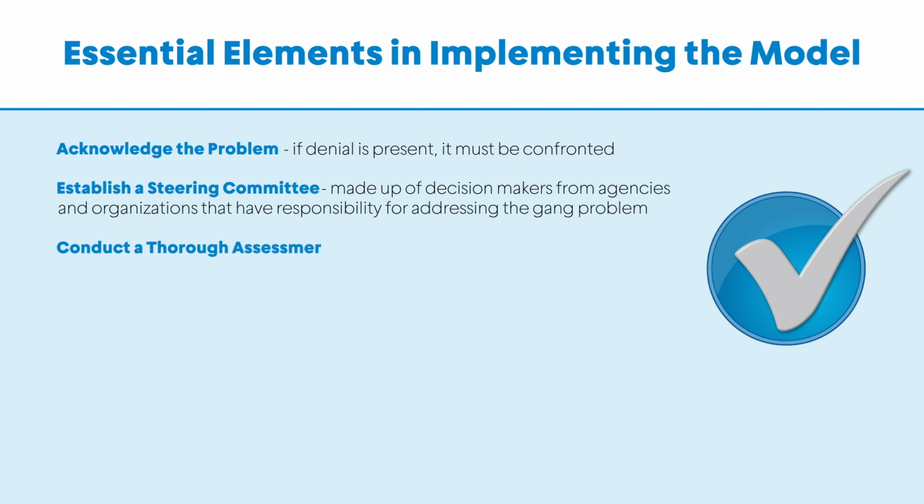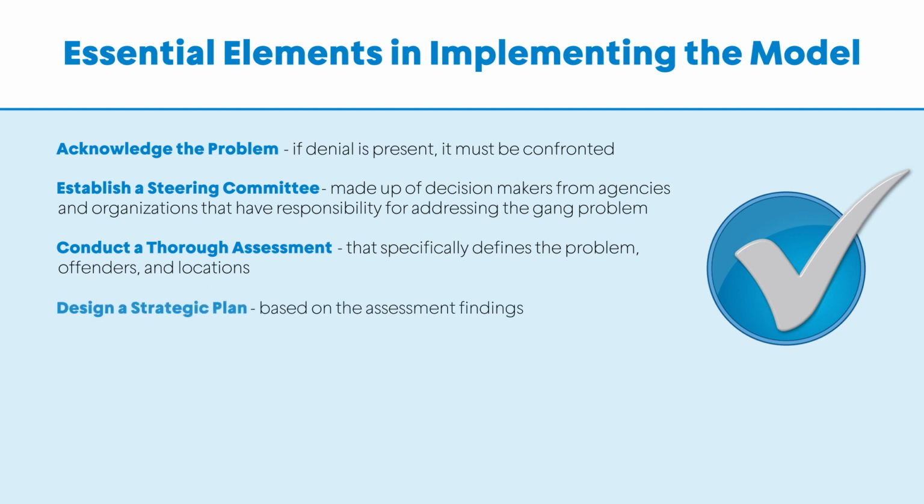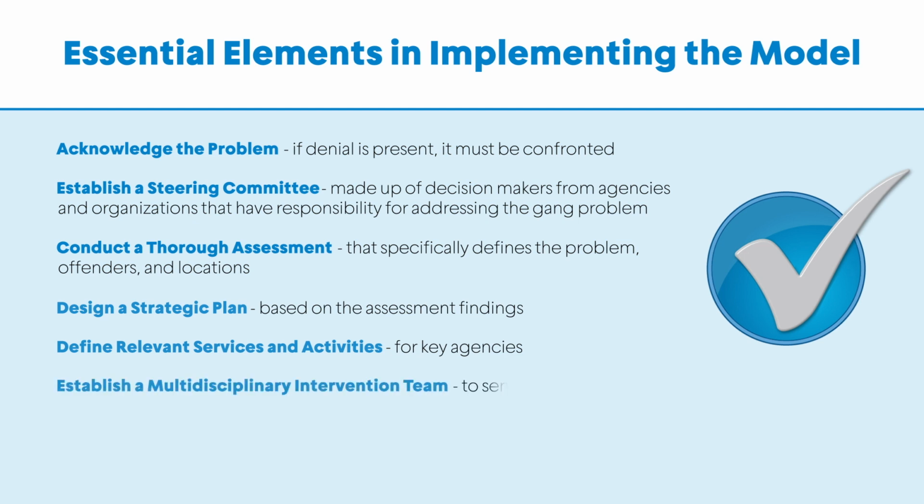Then, conduct a thorough community-wide gang assessment to fully understand the nature and scope of the problem in the community. This not only dispels misperceptions, but provides a blueprint tailored for each community. Once these initial steps are completed, the steering committee should develop a strategic plan that is designed to address the nature and scope of the gang problem as determined by the gang assessment. Then, define and implement relevant services and activities within the framework of the model's 5 core strategies. And establish a multidisciplinary intervention team to provide unified services to gang-involved youth and their families.